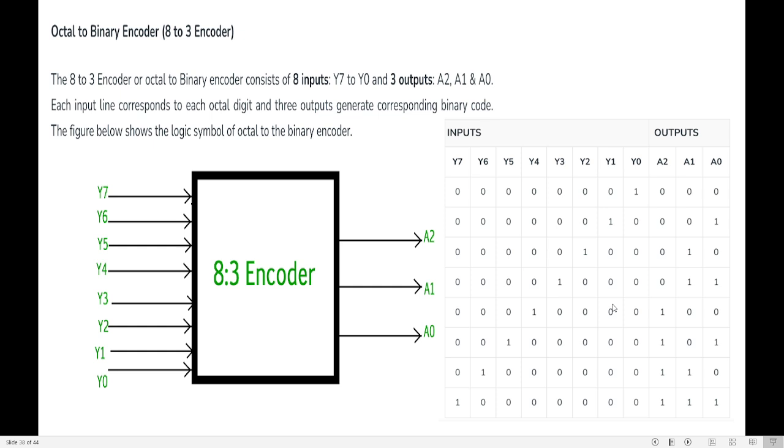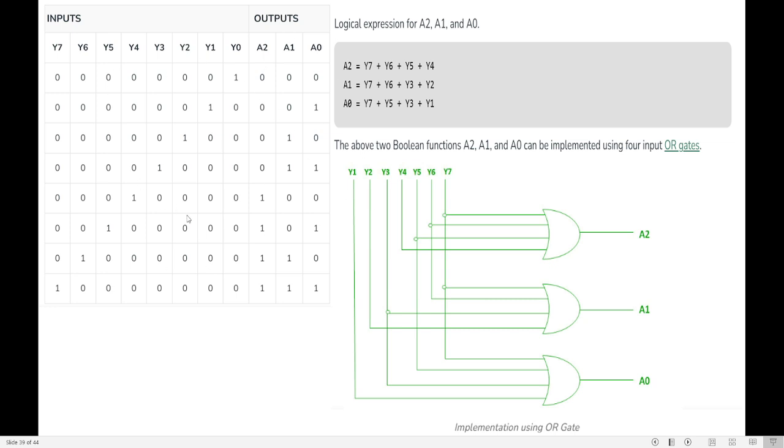Now let us see how to write the logical expression for the truth table. This is my truth table which I have filled, with Y0 to Y7 giving a diagonal of ones, and A0, A1, A2 filled with the 000 to 111 pattern: 000, 001, 010, 011, 100, 101, 110 and 111. Now what I need to do is write the expression for A2, A1 and A0. Let us start with A2. In the A2 column, check the places where you have ones. I have 4 positions with 1.